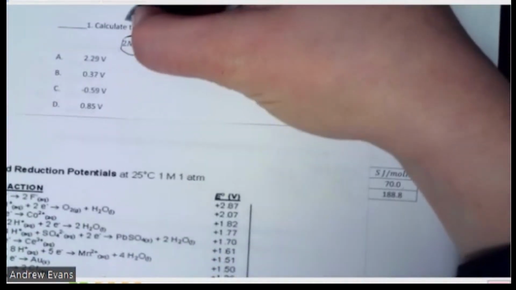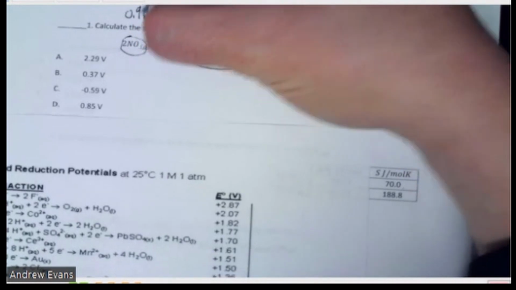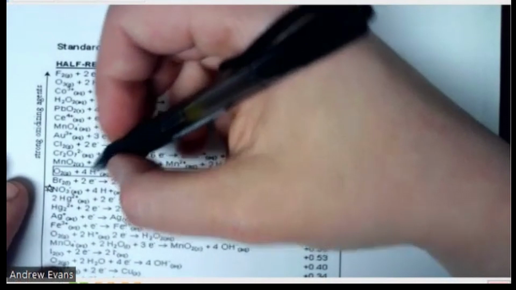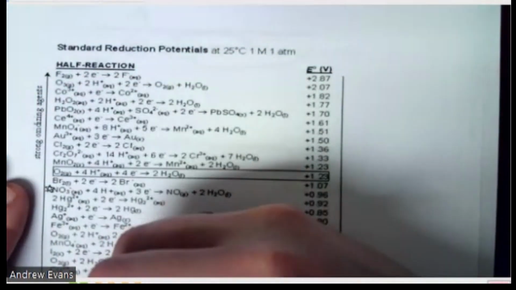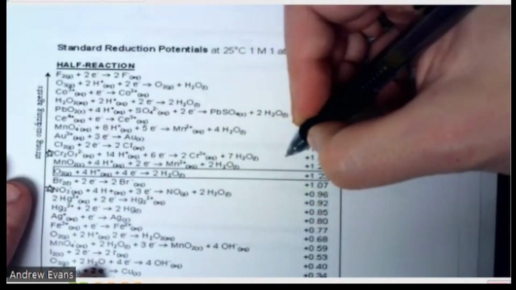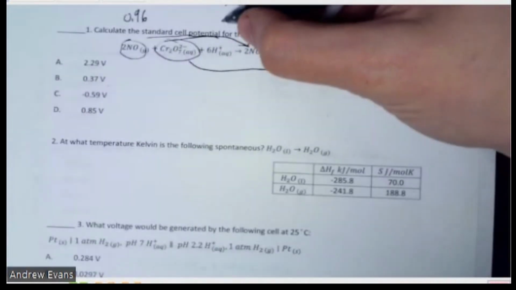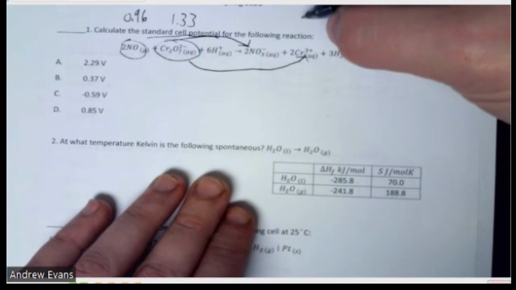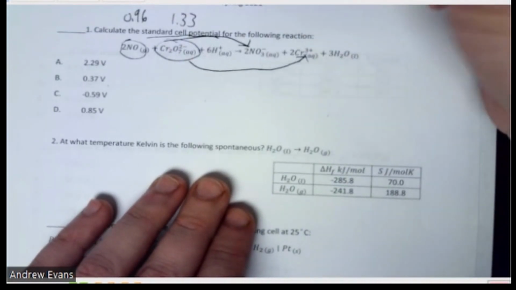That's 0.96. And the dichromate's right there, 1.33. Now, when given a reaction, always trust the reaction. Always trust the reaction. Sure, it'd be great if it's spontaneous, but always trust the reaction.